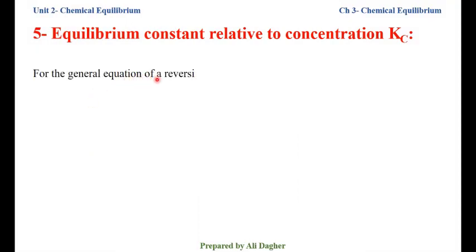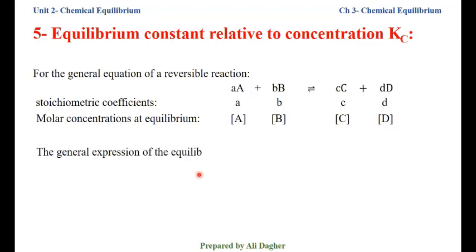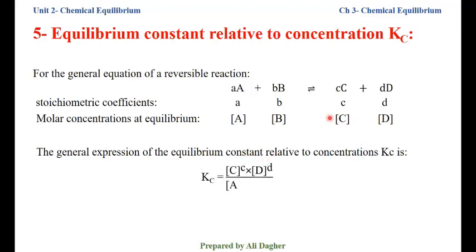For the general equation of a reversible reaction, aA plus bB gives cC plus dD, where a, b, c, d are the stoichiometric coefficients, and the molar concentrations at equilibrium are concentration A, concentration B, concentration C, and concentration D. The expression of the equilibrium constant relative to concentration, Kc, is the concentration of products C and D over the concentration of reactants A and B, each raised to the power which is the stoichiometric coefficient of the balanced equation.